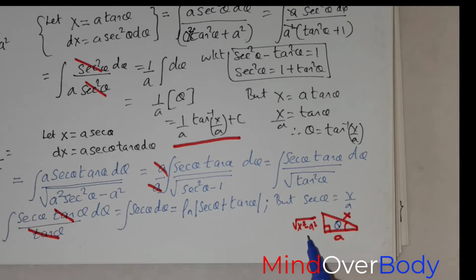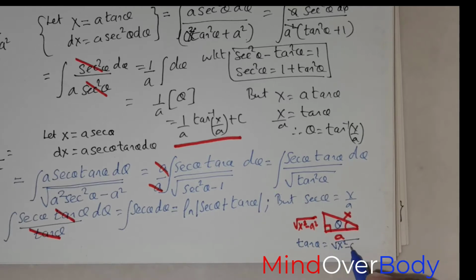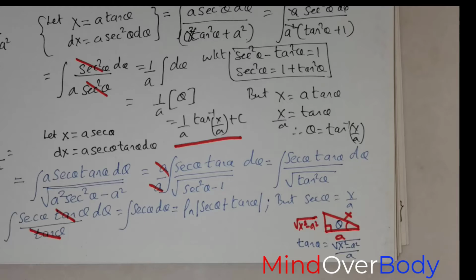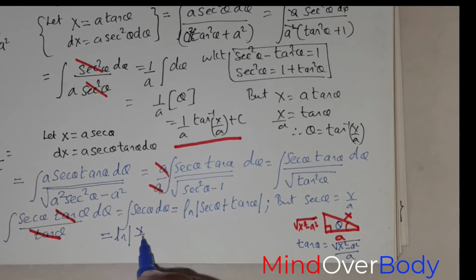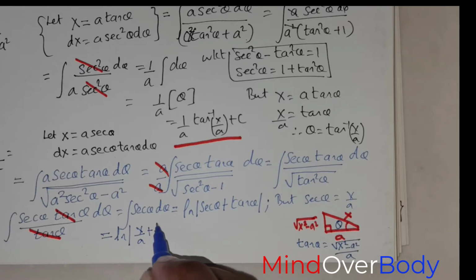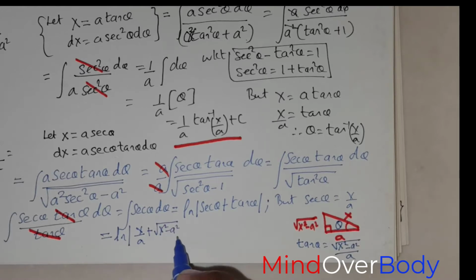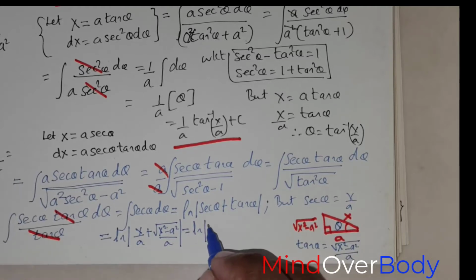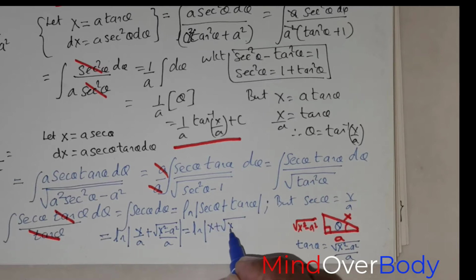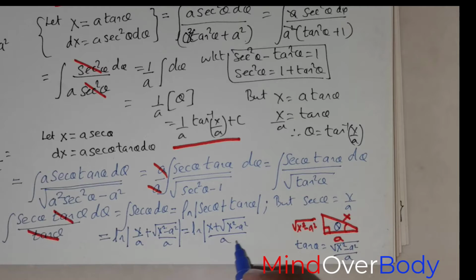Now this is what we have got. So from here, what is tan theta? My tan theta is going to be opposite side over adjacent side, so it's root of x squared minus a squared divided by a. Right? So I'm going to substitute that. So this is equal to ln of, in place of secant theta, x over a, in place of tan theta, root of x squared minus a squared divided by a. This is equal to ln of x plus root of x squared minus a squared, all divided by a.